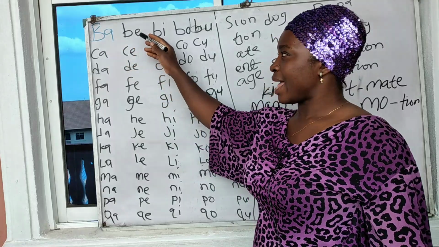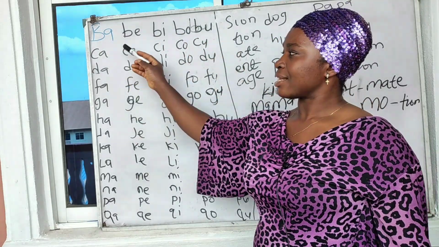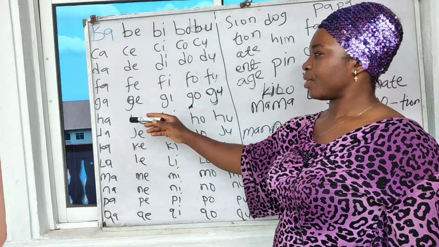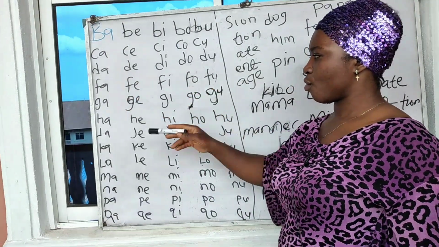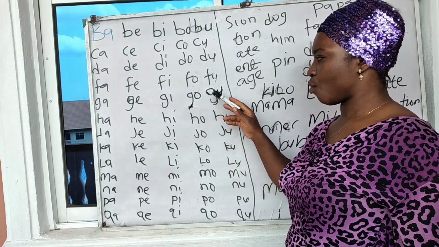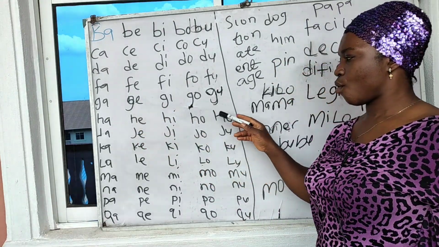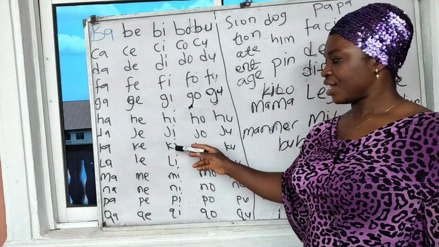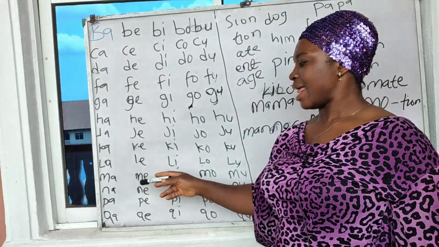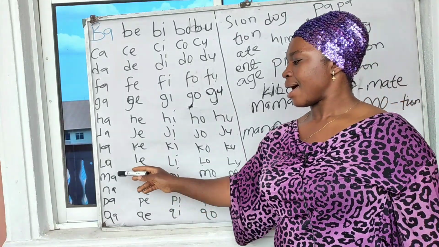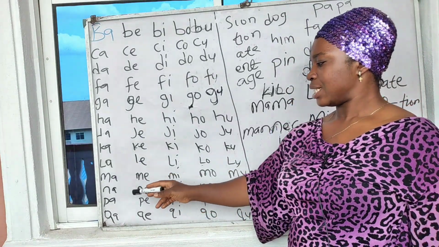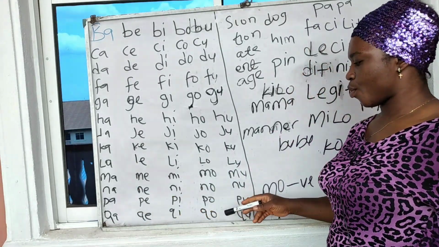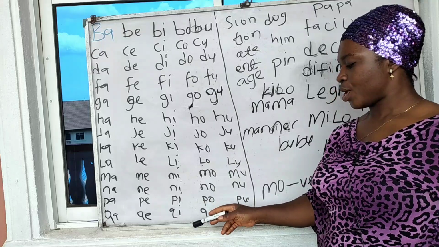Okay, the ba, be, bi, bo, bu, ka, ke, ki, ko, ku, da, de, di, do, du, fa, fe, fi, fo, fu, ga, ge, gi, go, gu, ha, he, hi, ho, hu, ja, je, ji, jo, ju, ka, ke, ki, ko, ku, la, le, li, lo, lu, ma, me, mi, mo, mu, na, ne, ni, no, nu, pa, pe, pi, po, pu, kwa, kwe, kwi, kwo, kwu.